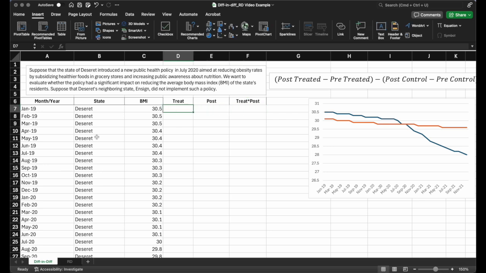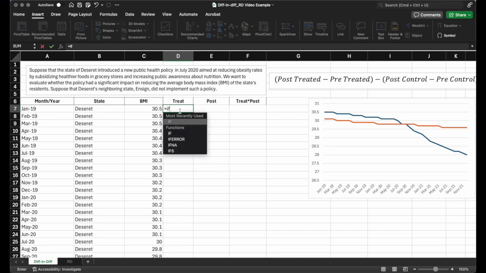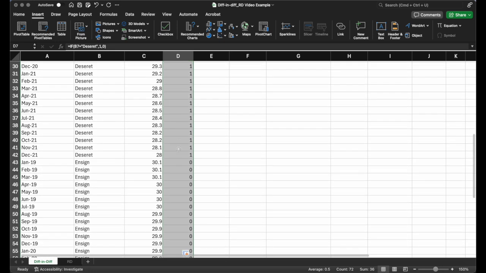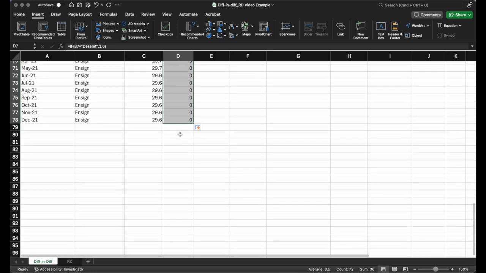Okay, so for the treatment variable, I want this to be 1 if it's in the treatment group and 0 if it's in the control group. Well, in this case, the treatment group is Deseret. So I'm going to use an if function. I'm going to say if this cell here is equal to Deseret, value if true, well, I want it to be a 1 if it's true. So if this is Deseret, then I want it to be 1. Value if false, I want it to be a 0. Okay. And I can go ahead and just click this all the way down. It's going to put 1s for all Deseret and 0s for Ensign.